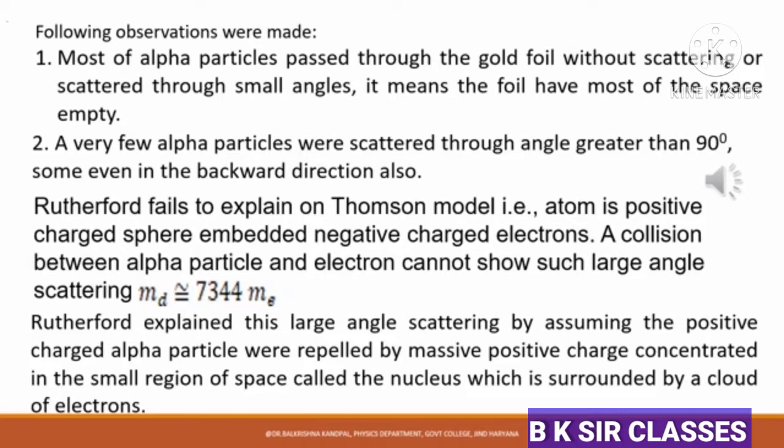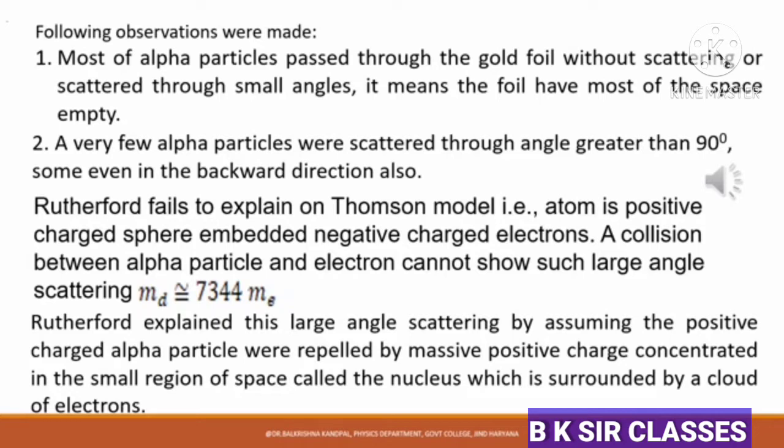Rutherford found that the Thomson model, in which the atom is a positively charged sphere with embedded negatively charged electrons, fails to explain this. A collision between an alpha particle and an electron cannot produce such large angle scattering. This can be shown with the expression M_alpha is approximately equal to 7344 m_e.